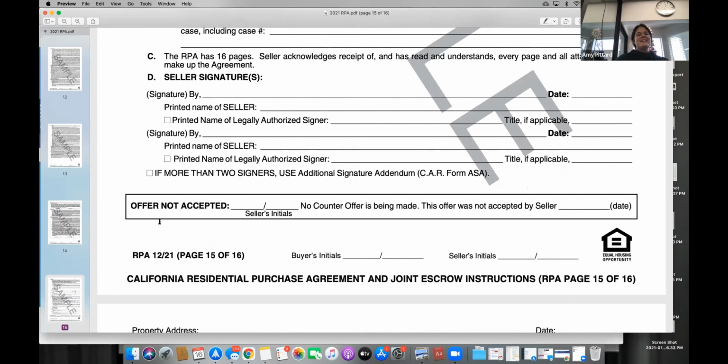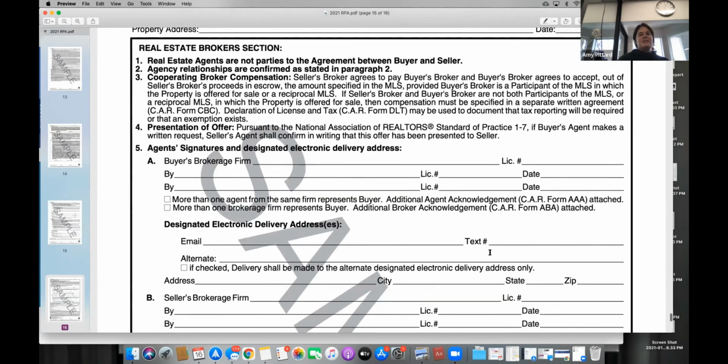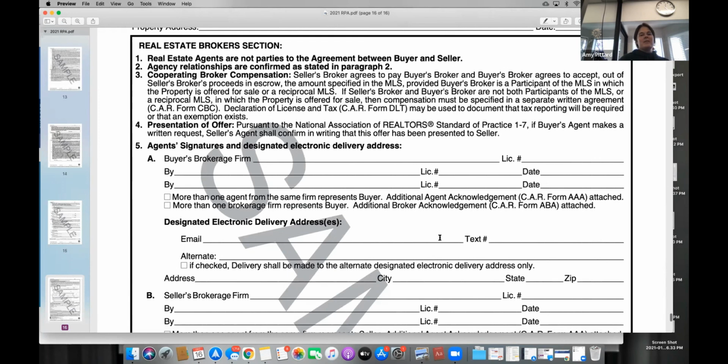If the offer is not accepted, the seller can initial there at the bottom: no counter offer is being made, and this offer was not accepted by seller, and you put in the date. Remember, the seller does not have to respond. Everybody initials the bottom of this page. The next section is the real estate brokers section, where you fill out this last section. It matches the old section, and we're at 1222. So I'm not going to go through this.